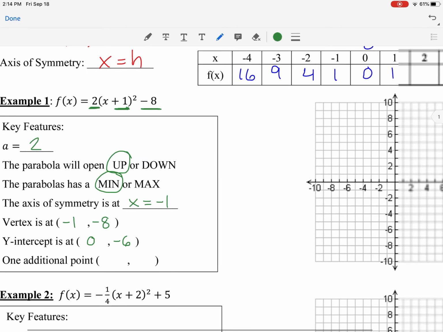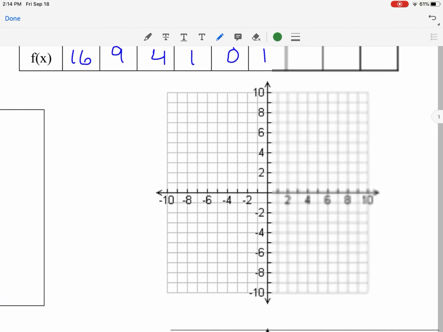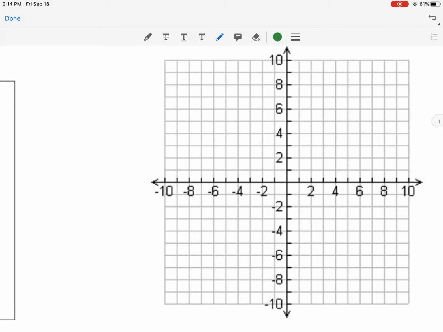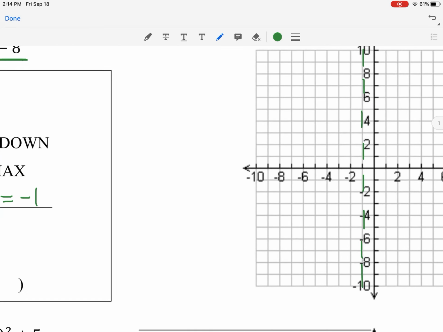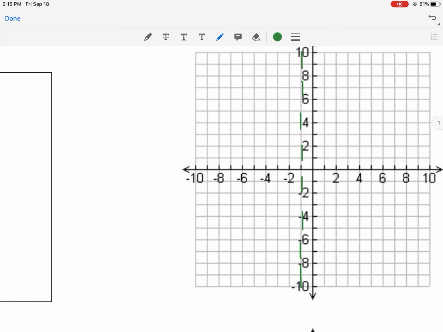So coming over here, I'm going to graph our axis of symmetry, which is at -1. So that's our mirror. I'm going to run this line straight through x equals -1 because I know it's going to be a mirror image on either side of that. My vertex is at -1, -8, so I'm going to graph that. And then our y-intercept is at 0, -6.